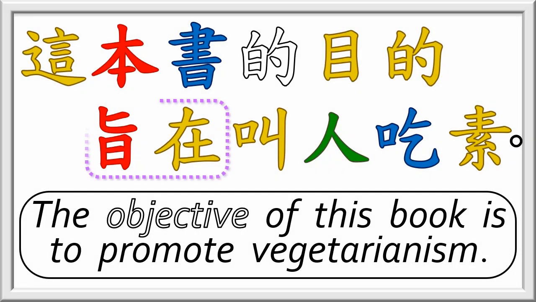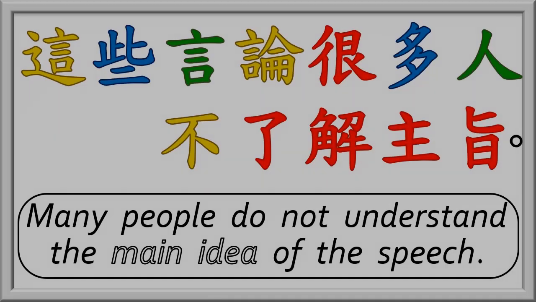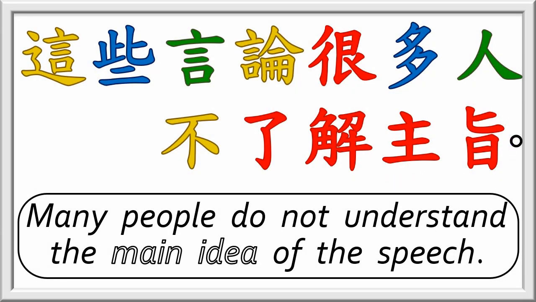For this reason, 旨在 means the aim or objective, literally the flavor of what is written. 这本书的目的旨在教人吃素。The objective of this book is to promote vegetarianism. 主旨 means the gist or substance of spoken or written material, its main flavor. 这些言论很多人不了解主旨。Many people do not understand the main idea of the speech.